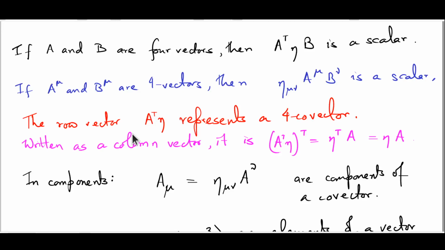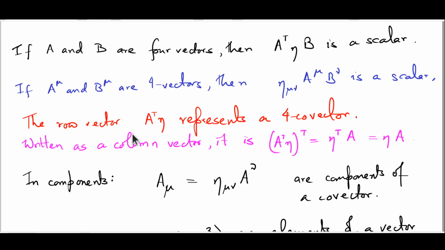To summarize then, for two 4 vectors A and B, the quantity A transpose eta B is a scalar, and in terms of components, this means that the quantity eta mu nu A upper mu B upper nu is a scalar. Now, if keeping the 4 vector A fixed, we replaced B by a linear combination, let's say alpha 1 B1 plus alpha 2 B2, where alpha 1 and alpha 2 are scalars, and B1 and B2 are two 4 vectors, then the result, of course, will end up being alpha 1 times A transpose eta B1 plus alpha 2 times A transpose eta B2.